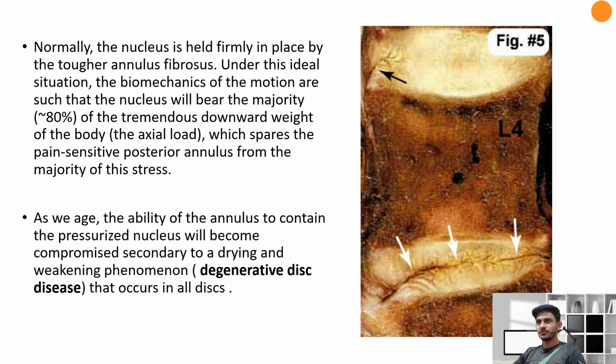So, under ideal situations, the biomechanics of motion are such that the nucleus pulposus will bear 80% of the weight transmitted down, and 20% will be through the facet joints. But as the ability of the annulus to contain the pressurized nucleus pulposus decreases, there results in disc herniation, and we tend to load more posteriorly to the facet joint. So it becomes 60% nucleus and 40% facet joints. It's just an example.